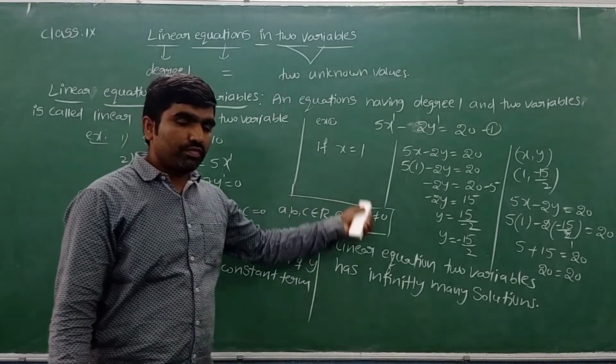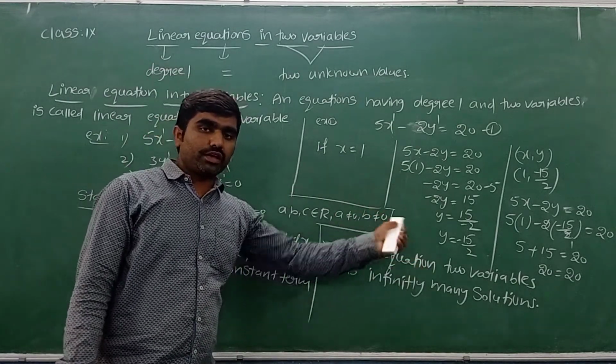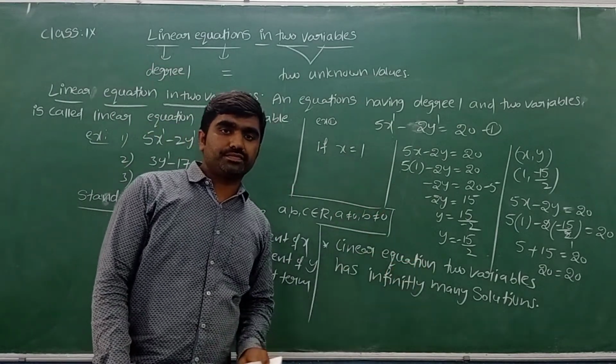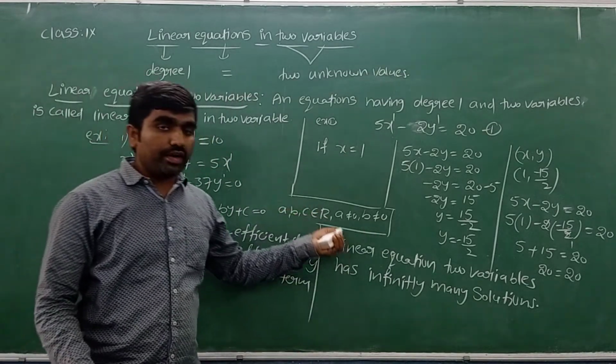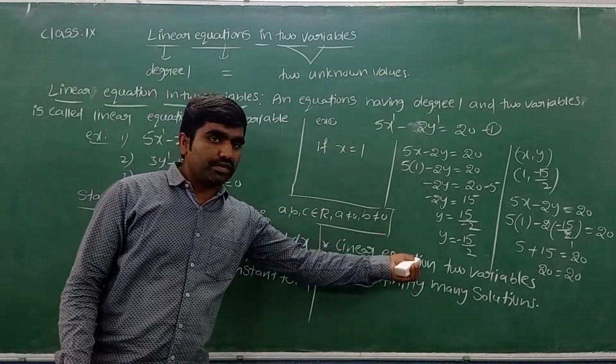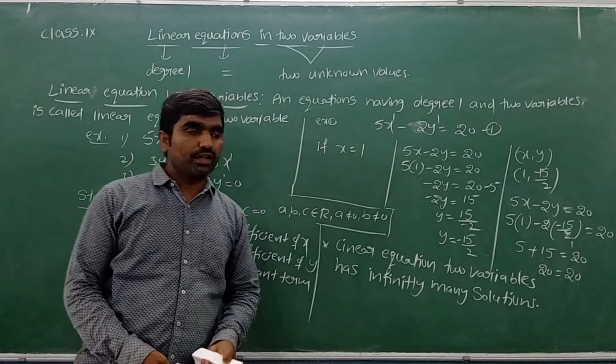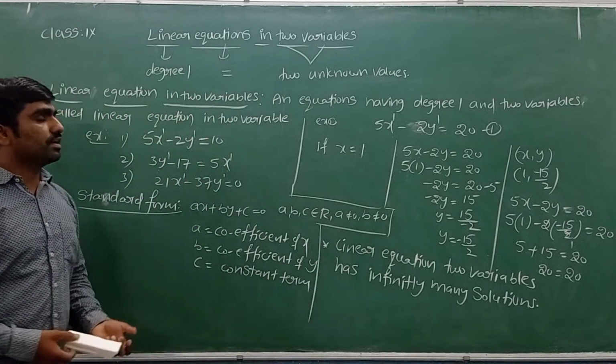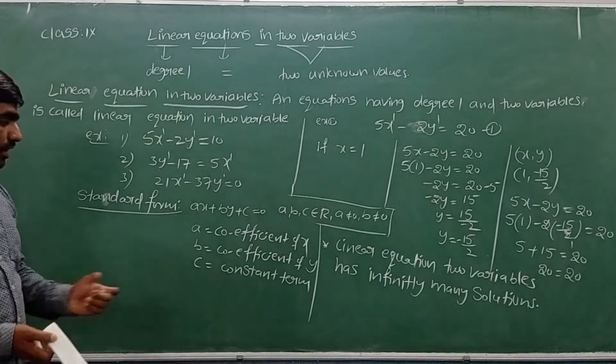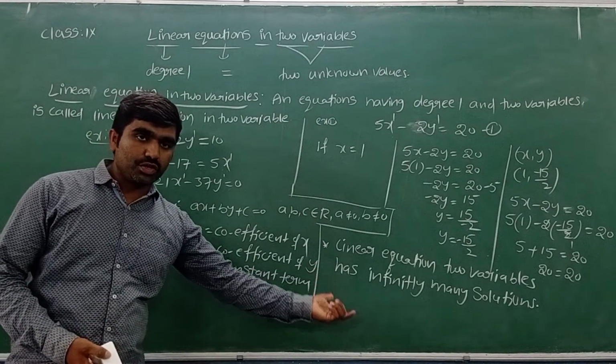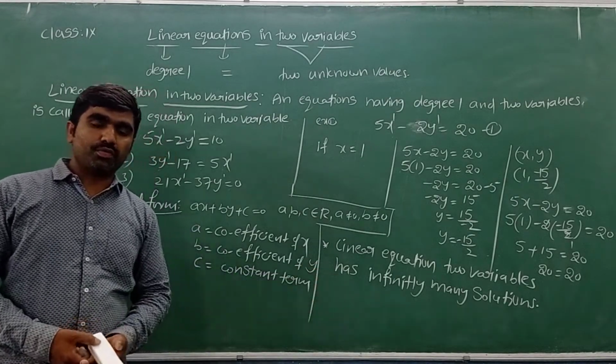X equal to, we get another solution. X equal 3, x equal 4, x equal minus 1. So there are infinitely many different x values, we get infinitely many y values, so we can see infinite ordered pairs. This is about what is a linear equation in two variables, its standard form and how many solutions are possible for it. Hope you understood.